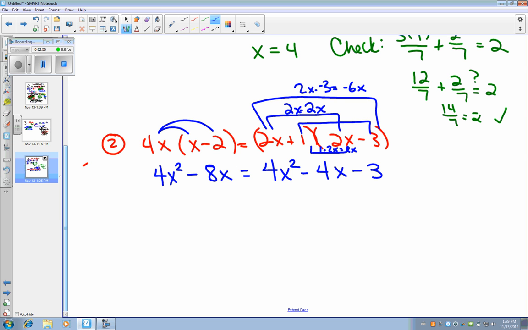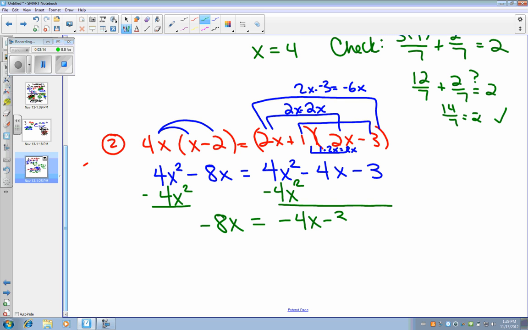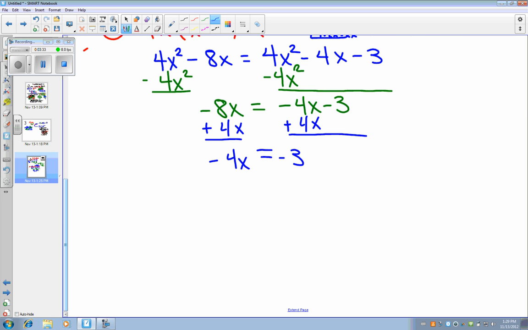To solve this problem, what I would do is go ahead and subtract 4x squared from both sides, which is good news for me because 0 minus 8x is just negative 8x. 0 minus 4x minus 3 is just minus 4x minus 3. And so I just got rid of all of the x squared terms. Now I'm just going to go ahead and add 4x to both sides of the equation. So I get negative 4x equals negative 3. So x must be 3/4.